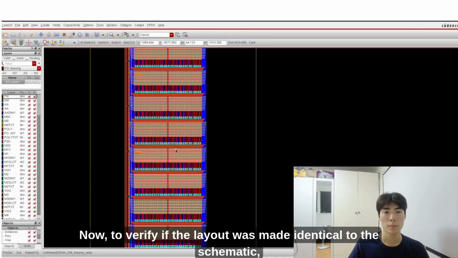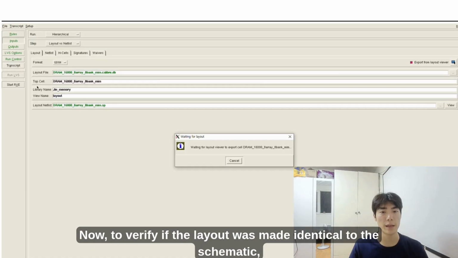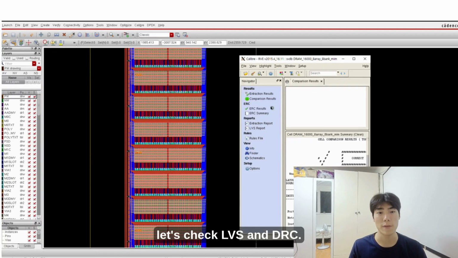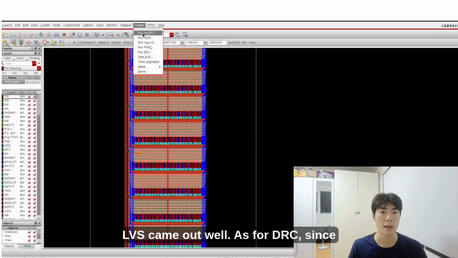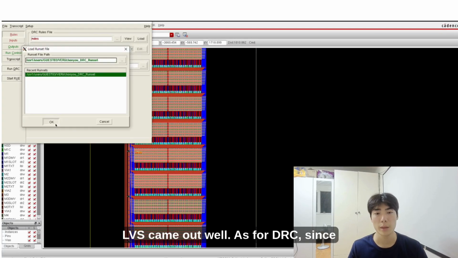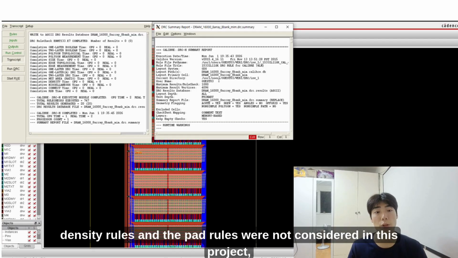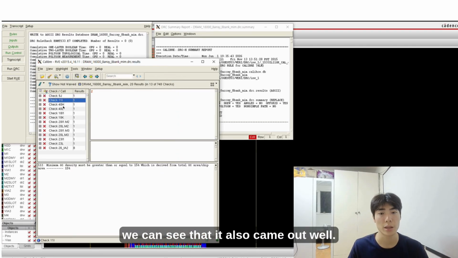Now to verify if the layout was made identical to the schematic, let's check LVS and DRC. LVS came out well. As for DRC, since density rules and the path rules were not considered in this project, we can see that it also came out well.